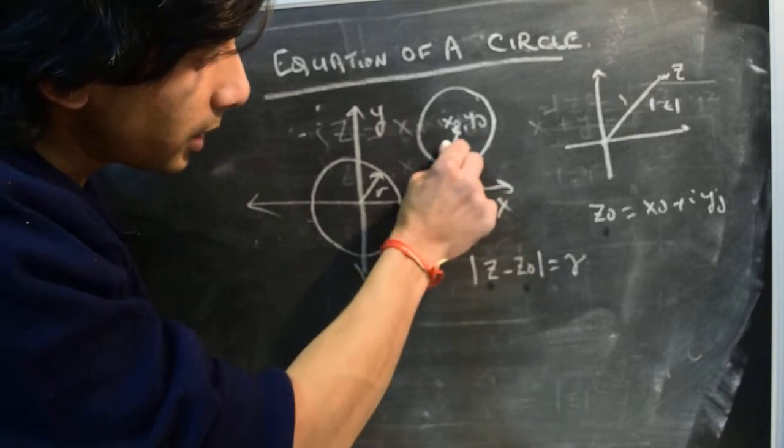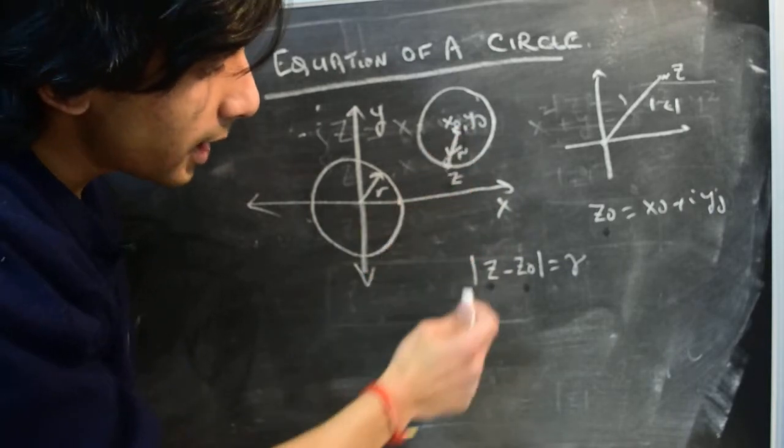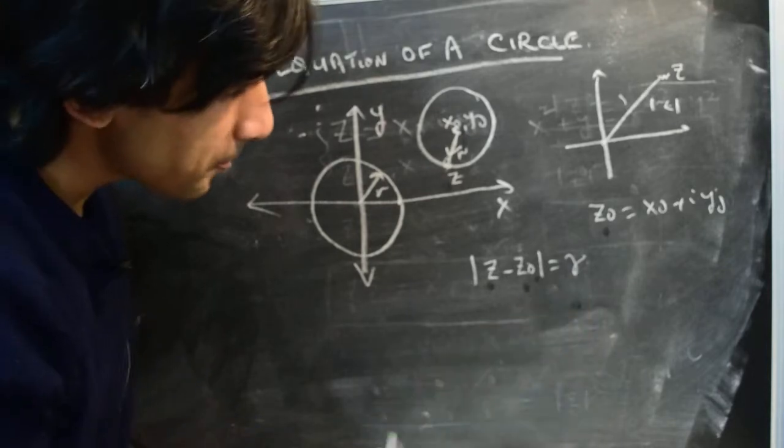represents the vector going from z0 to z. That's the vector z minus z0, and we are saying that the modulus of this vector is a fixed number r, which is the radius of the circle.